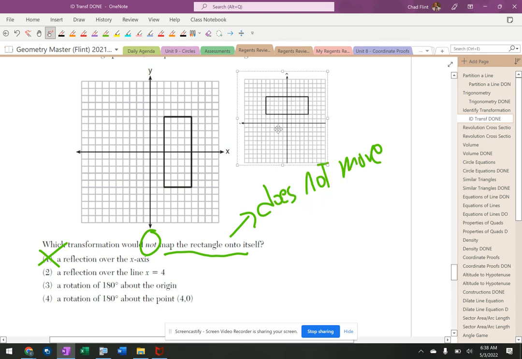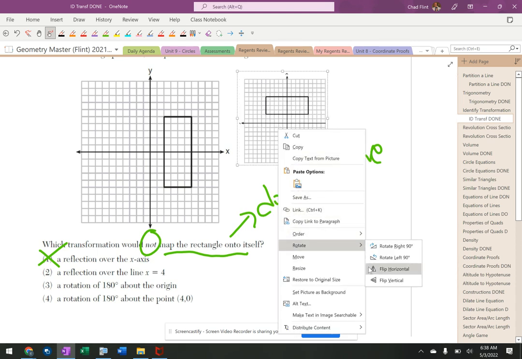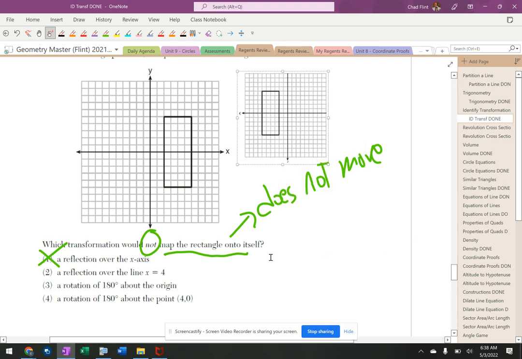Rotate left 90. So there's 90. Rotate left 90. There's 180. It moved. It's in a new spot. So that's the answer right there. Rotation of 180 around the origin is the answer because it moved.